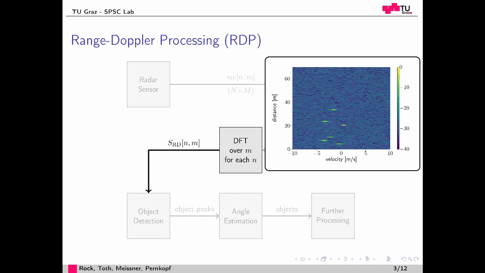In the next step, another DFT is performed over the m ramps for each of the n fast time samples. The result is a range Doppler map, where we have peaks at the velocities and the distances where we have objects in the scenario. The next step is an object detection step, where we try to find the peaks in the range Doppler map that actually correspond to real objects rather than noise or clutter.